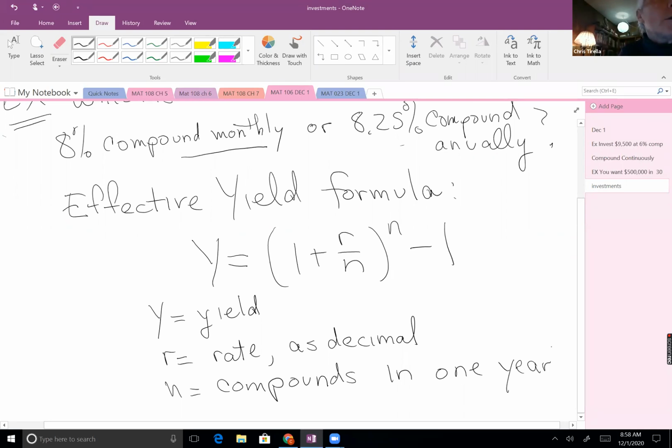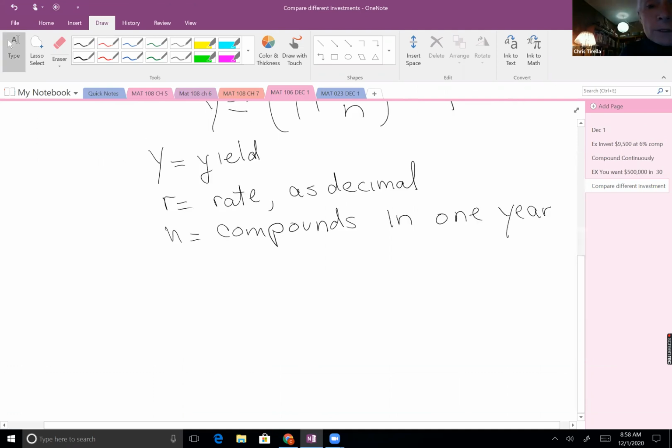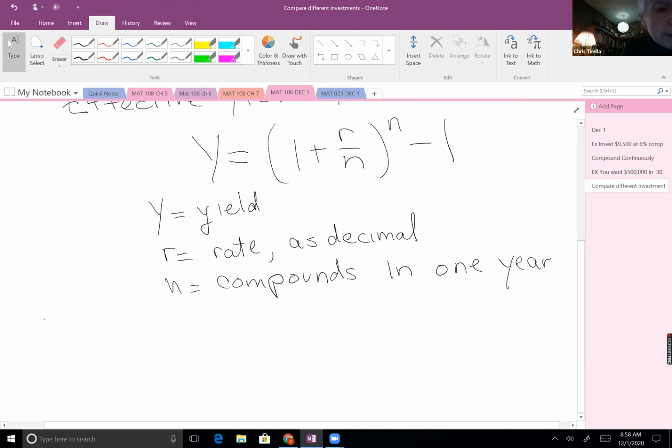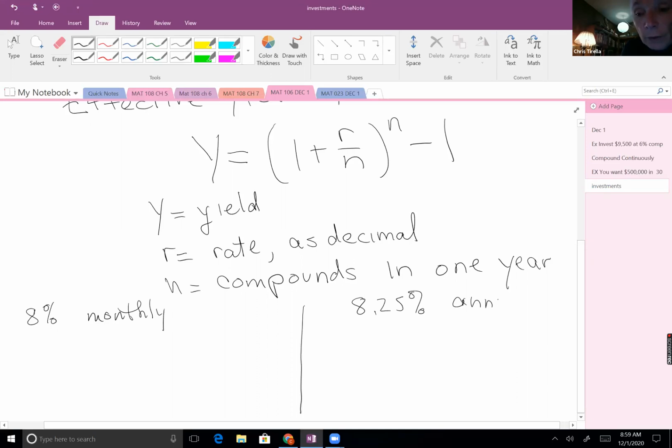And by looking at the yield, it gives us the opportunity to compare them on a level playing field. This is sort of like that idea when we use z-scores to compare how unusual something was from different populations. We're kind of leveling the playing field by looking at their yields. So we're going to use this formula twice. On one side, we're going to have 8% compounded monthly. And on the other side, we're going to have 8.25% compounded annually.